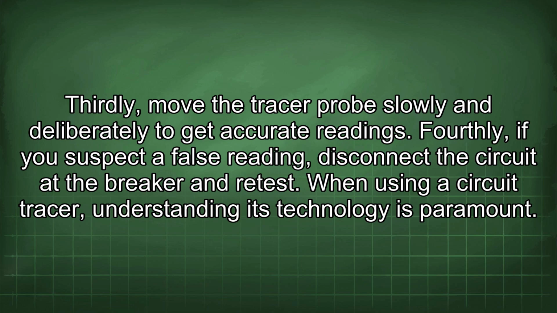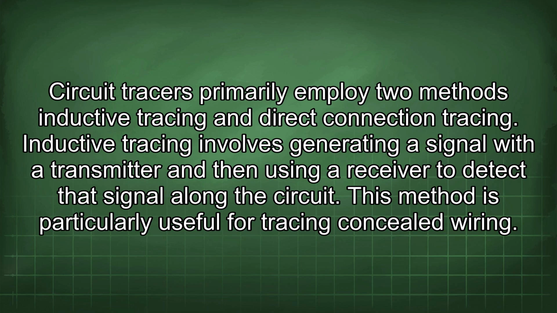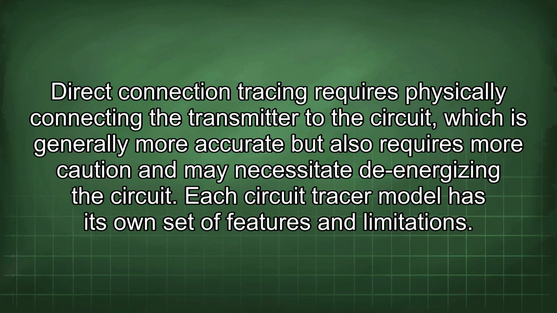When using a circuit tracer, understanding its technology is paramount. Circuit tracers primarily employ two methods: inductive tracing and direct connection tracing. Inductive tracing involves generating a signal with a transmitter and then using a receiver to detect that signal along the circuit. This method is particularly useful for tracing concealed wiring. Direct connection tracing requires physically connecting the transmitter to the circuit, which is generally more accurate, but also requires more caution and may necessitate energizing the circuit.